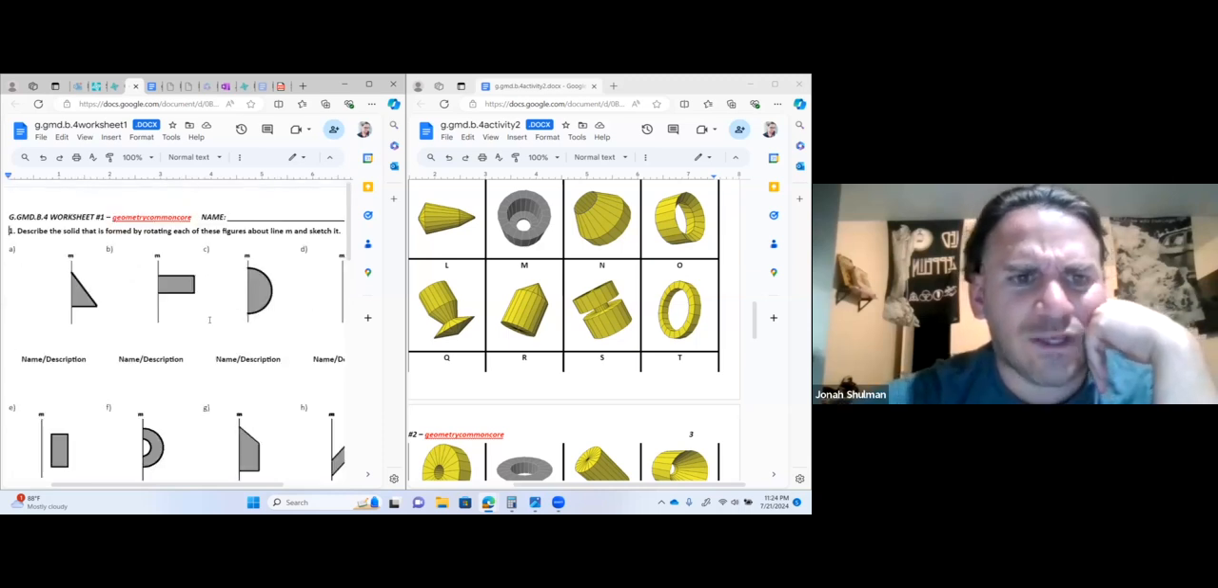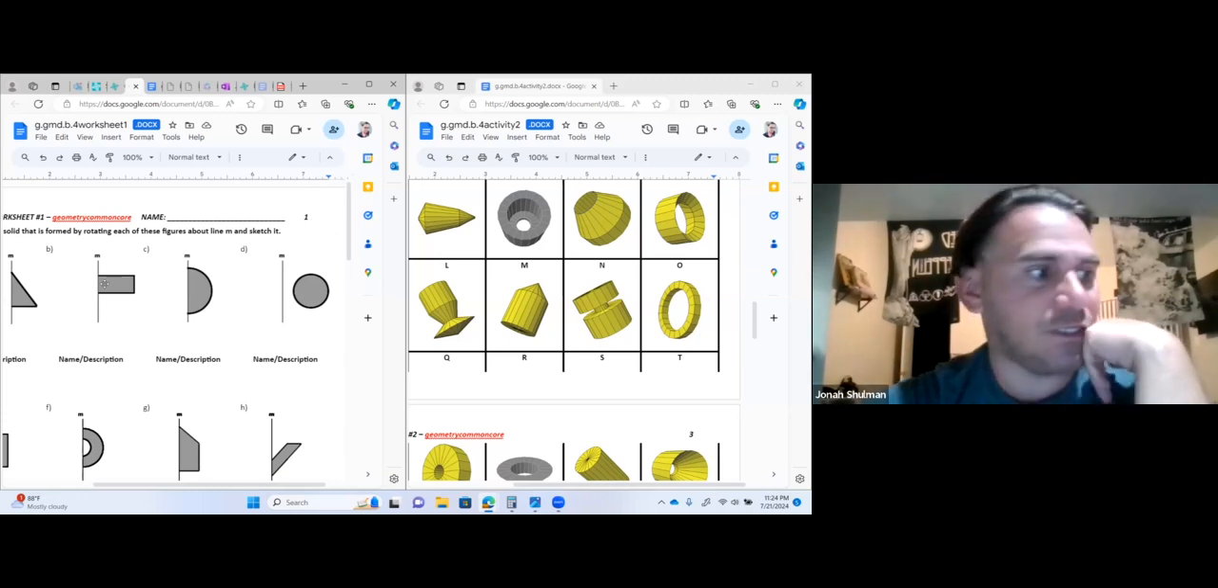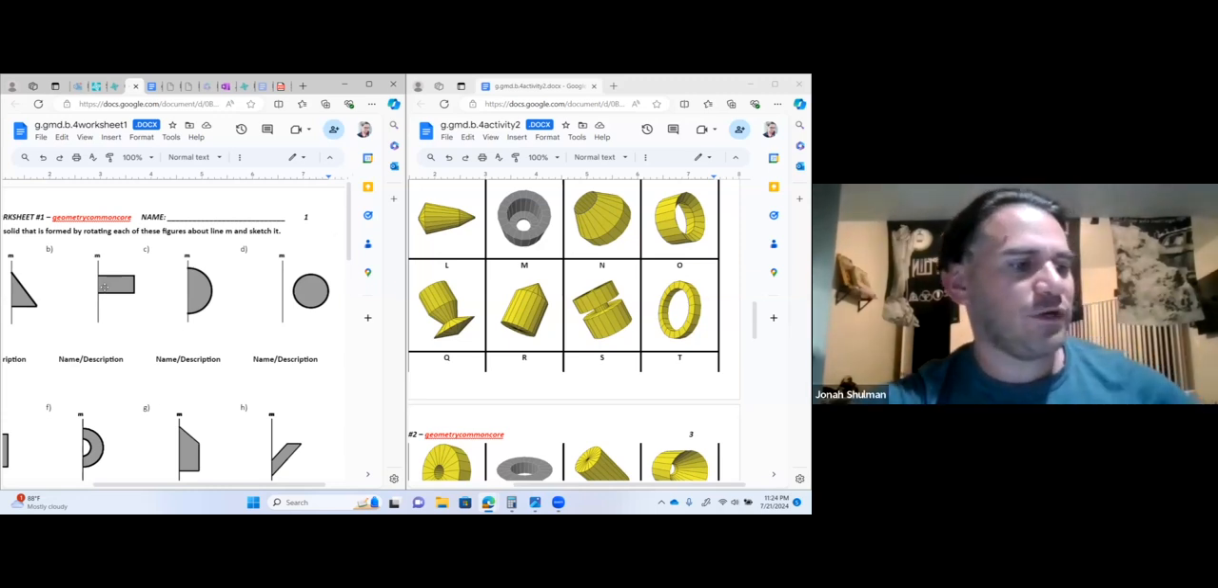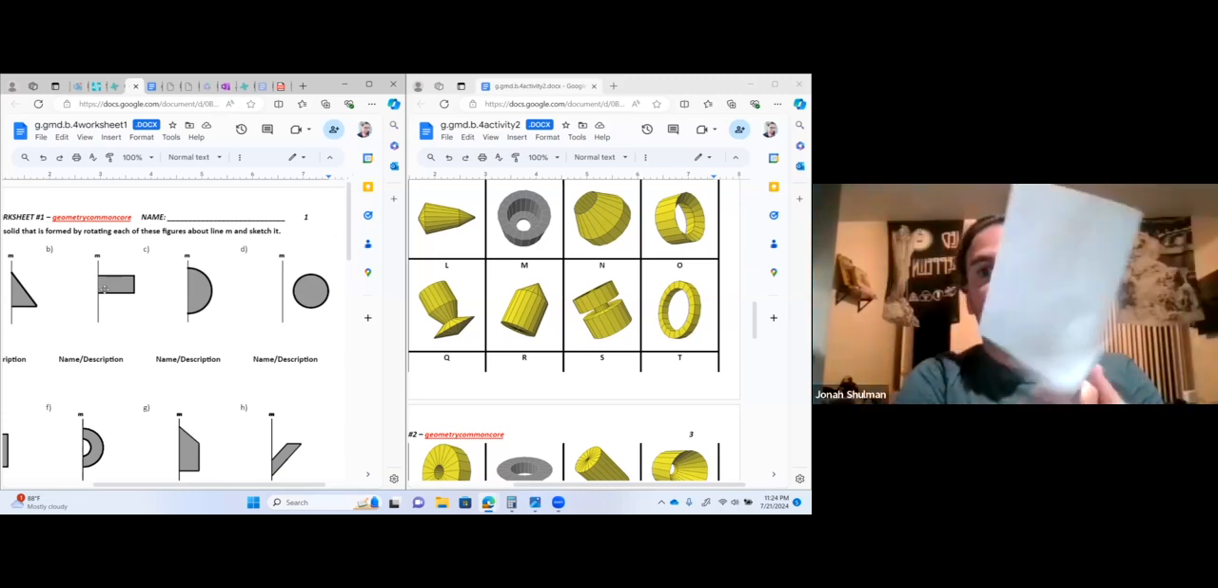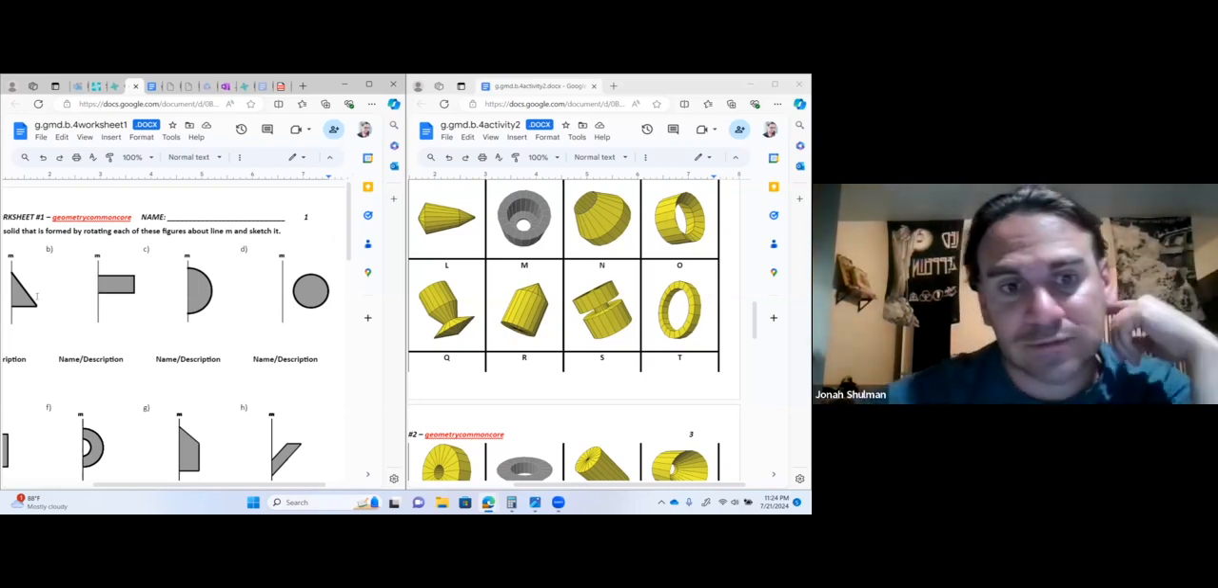And your whole thing is to figure out this is going to be a cylinder because it's a rectangle spinning around. Don't be afraid to just pick up a piece of paper and spin it around real fast and have them try to visualize what it is.